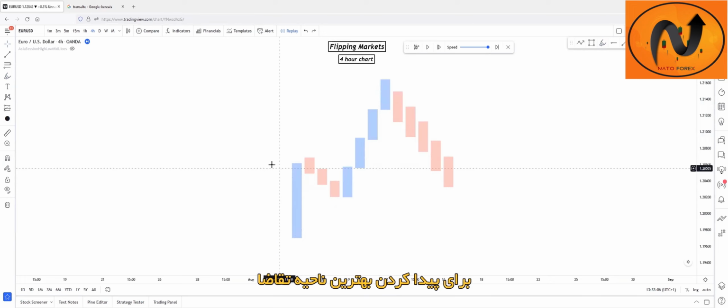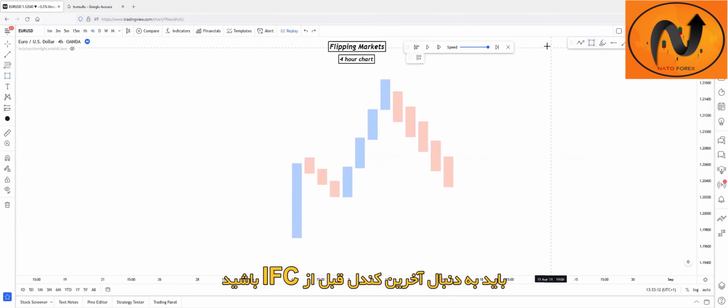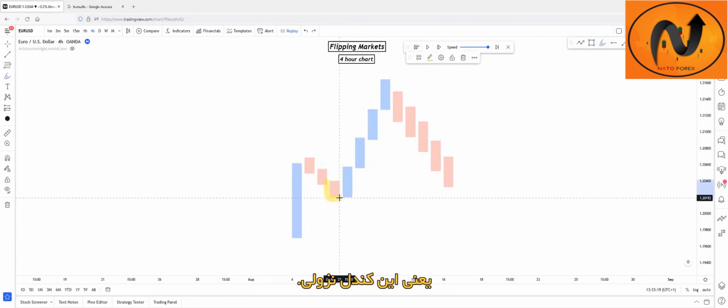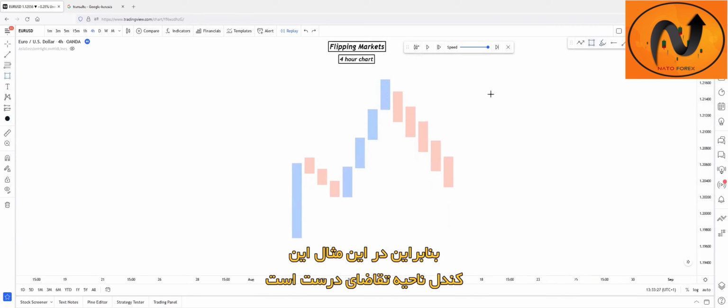In order to find the best demand zone, you will have to find areas where IFC has been created. You will have to find the less recent candle before the inefficiency. Which is the less recent candle before the inefficiency? It's this downside candle. As you can see, this downside candle was the less recent candle before the inefficient push to the upside. So in this case, this downside candle will be your right demand zone.